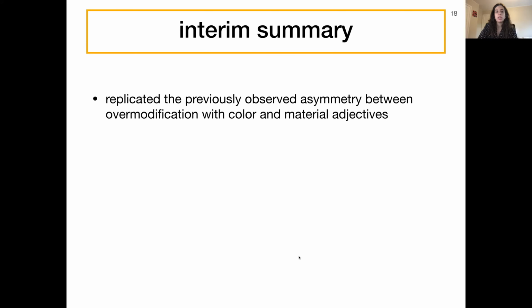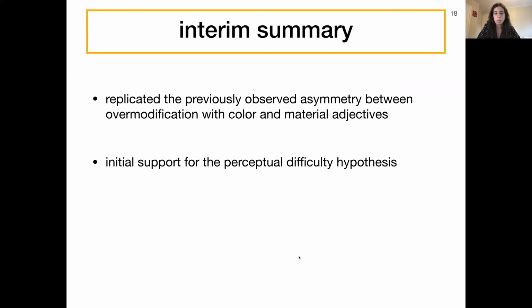So far, we replicated the previously observed asymmetry between over-modification with color and material adjectives on this new set of items. Given the norms from the first experiment, this suggests that the more difficult it is to judge whether an object has a feature, the less likely speakers are to redundantly mention that feature. However, these results do not reflect perceptual difficulty differences beyond the property type. The items in the study were specifically selected for maximal perceptual difficulty difference between color and material. But the overall effect size in the first experiment was relatively small.